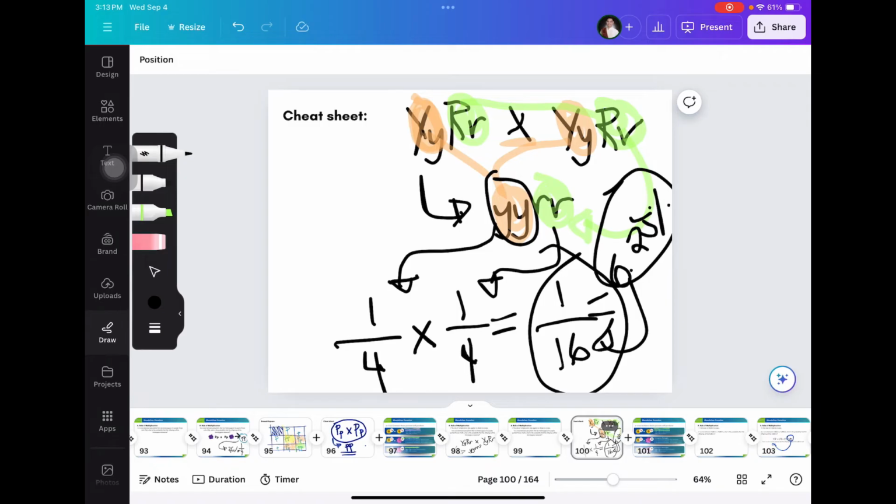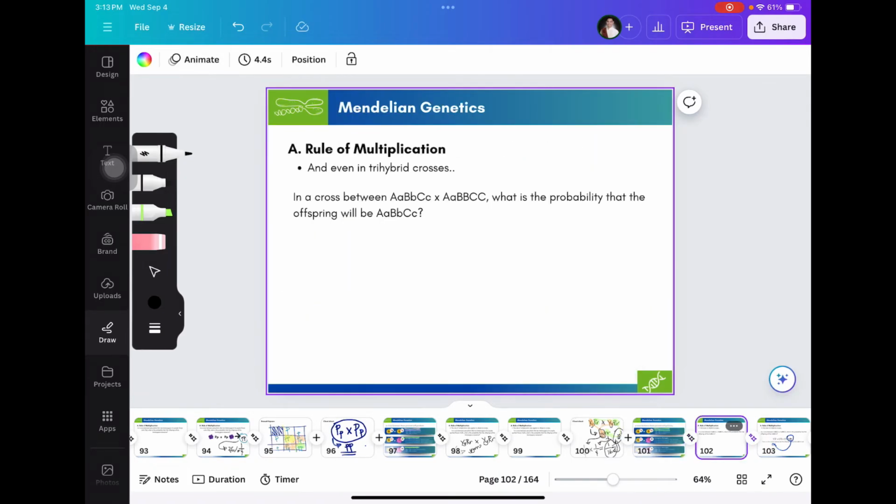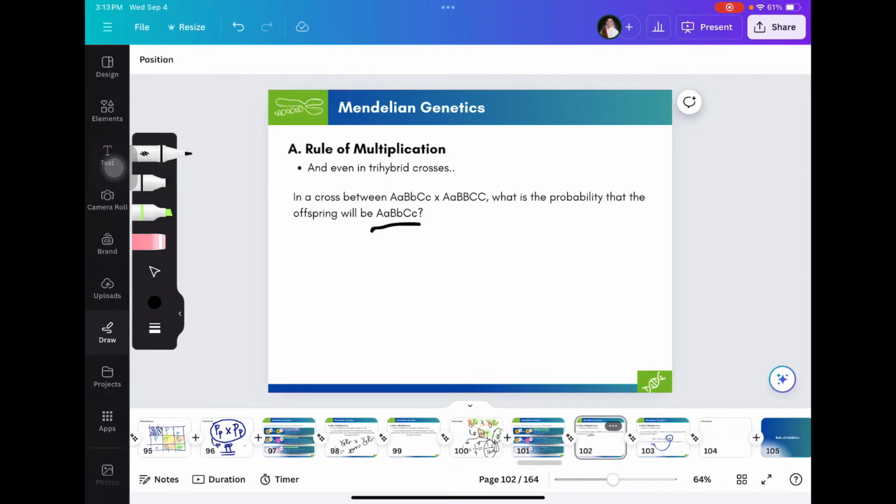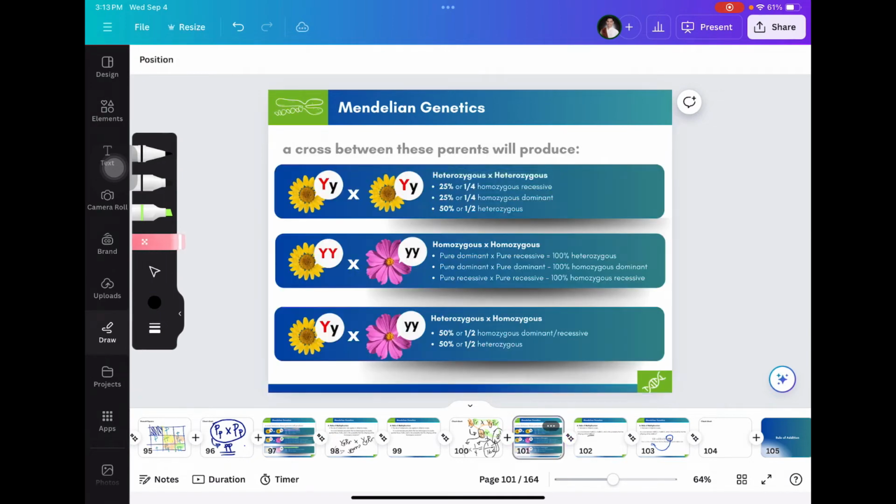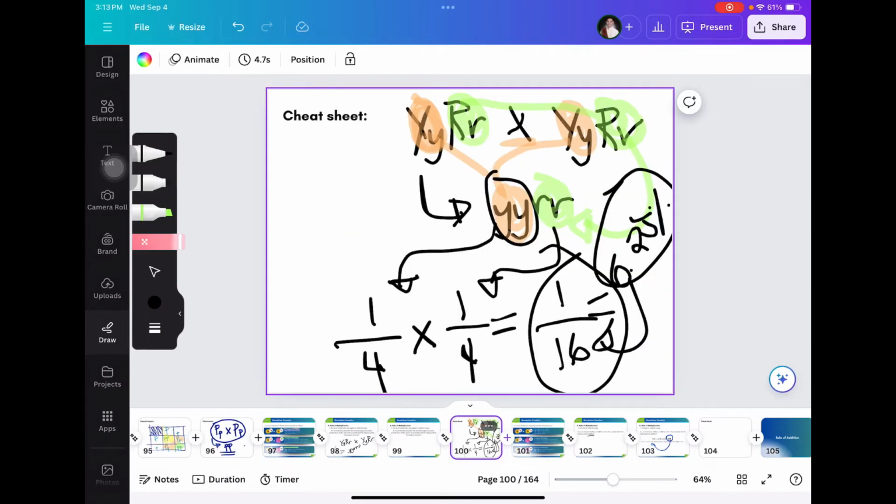Alright. Let's have another example for trihybrid crosses. So in a cross between BBCc and the other parent, what is the probability that the offspring will be this, which is technically an offspring which contains heterozygous alleles? So again, I'm not going to conduct my Punnett squares here, but you can actually try to construct a Punnett square and you will arrive at the same answer.